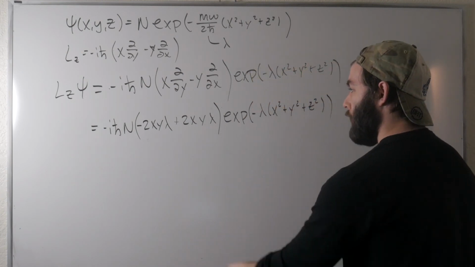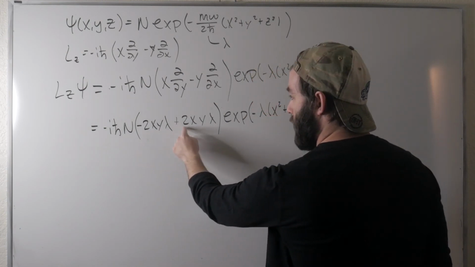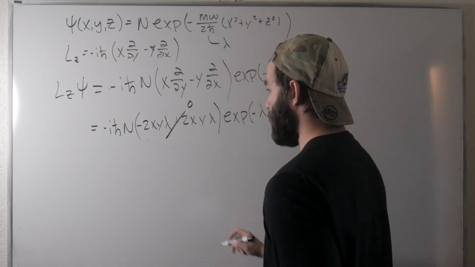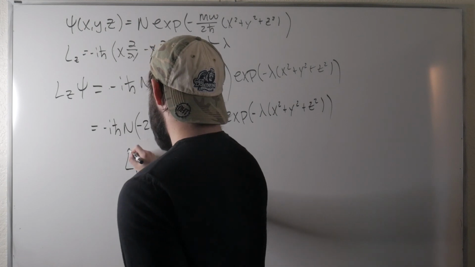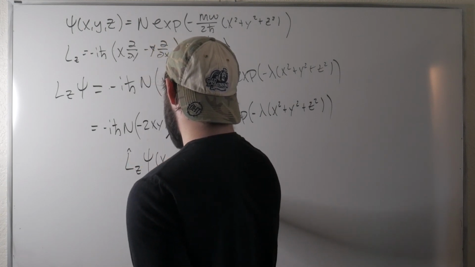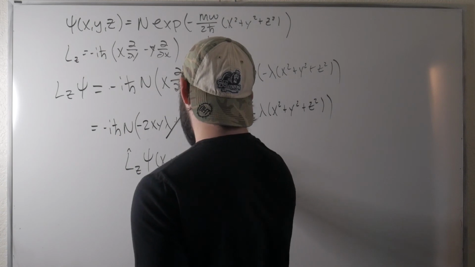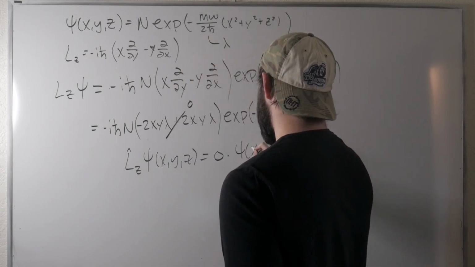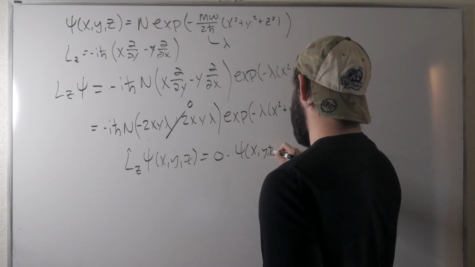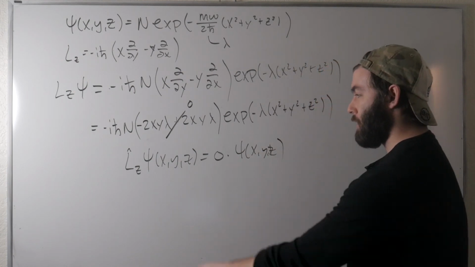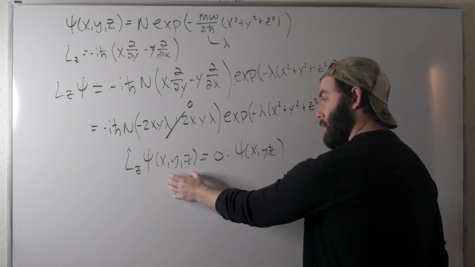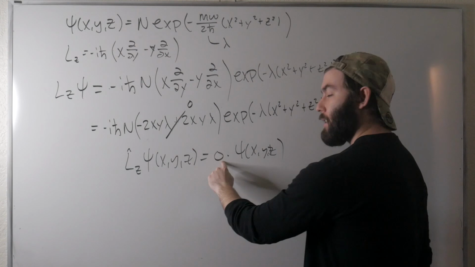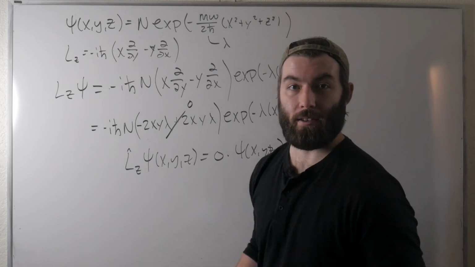But what is the number? We have minus 2xy lambda plus 2xy lambda. That's 0. So we get that Lz acting on the ground state wave function for the harmonic oscillator is equal to 0 times psi of x, y, z. So the ground state of the harmonic oscillator is an eigenstate of angular momentum in the z direction with an eigenvalue of 0. That's the main takeaway here.